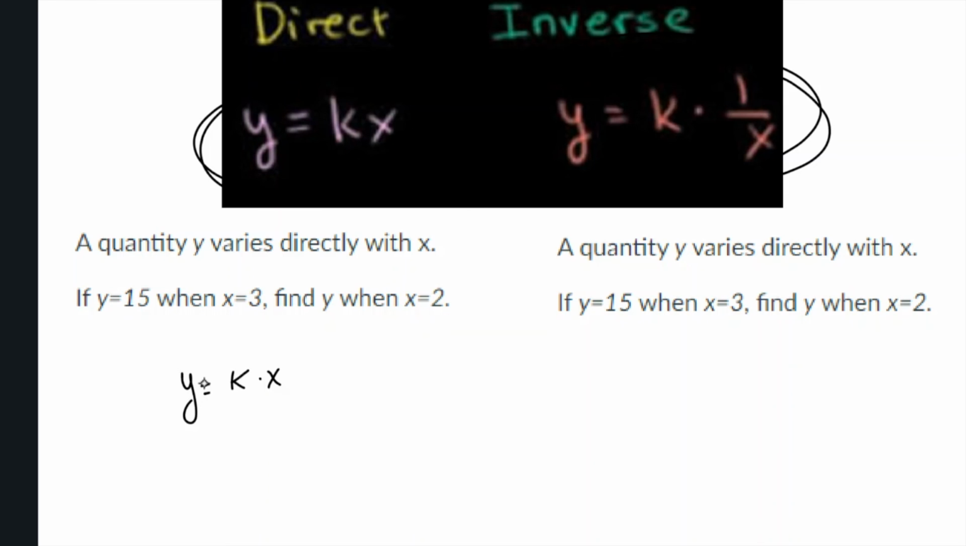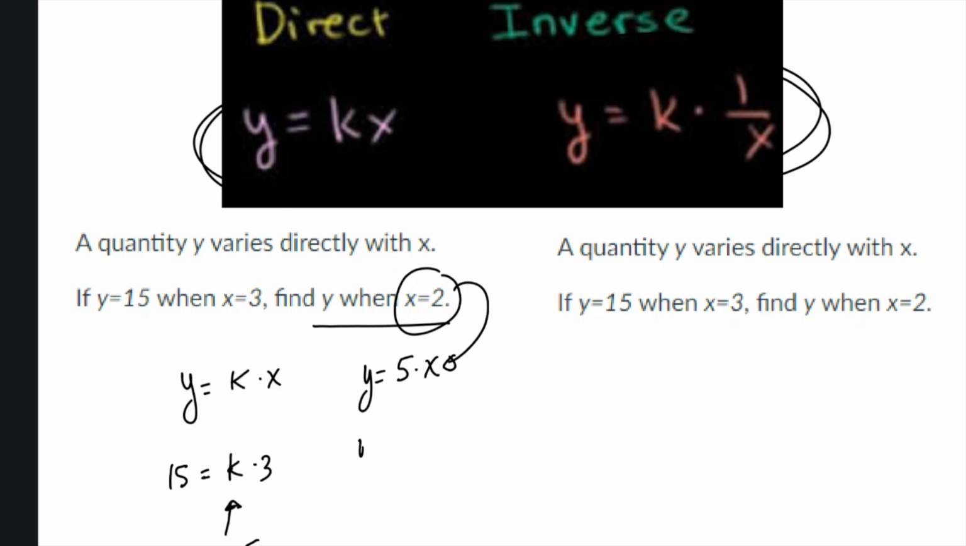If y equals 15 when x equals 3, find y when x equals 2. Well, right away I can see if I plug in the y and x that are paired, I get a single term by itself, which means I can solve this and say k better be 5. Right? That's the only way 3 times something is 15. So my proportional relationship is 5x. So when x is 2, we see y equals 5 times 2, which is 10. That's our answer.